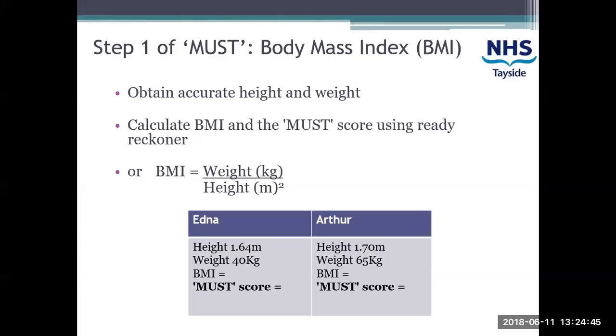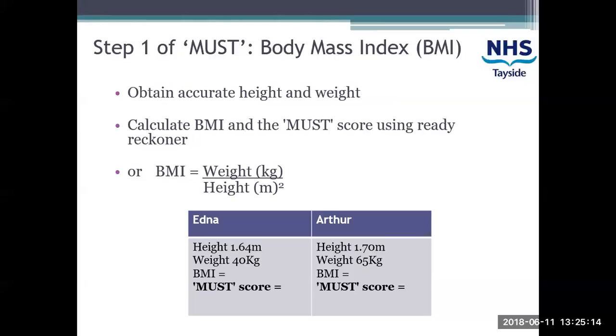So for example, Edna, her height was 1.64 meters, so that's around here, and her weight is 40 kilograms. So you then go up to the 40 kilograms and find out where it would meet in the middle, and that would tell you where your scoring would be. So that red range would be a score 2. That would put Edna at high risk of malnutrition. Okay, I hope that makes sense.